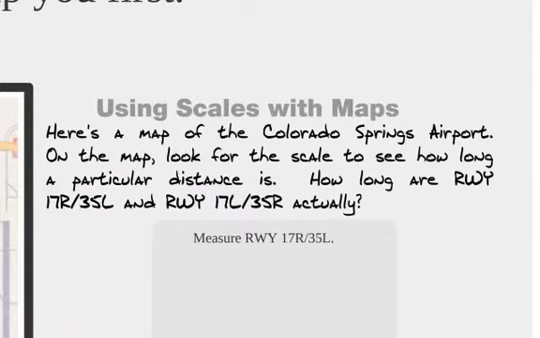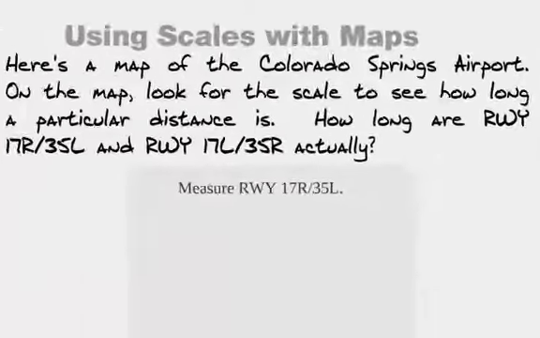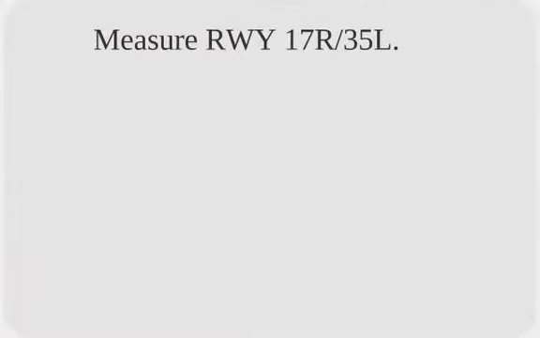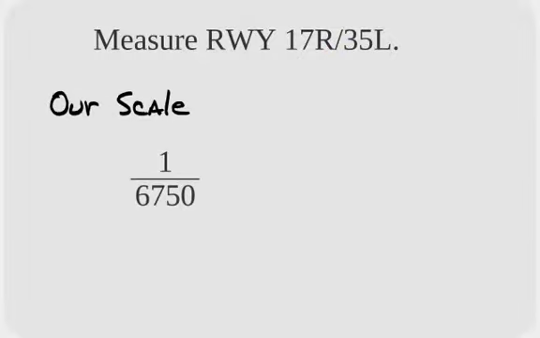I want you now to measure runways 17R and 35L and 17L and 35R. That's 2 different runways, okay? This runway is the one on the right. 17R is on the right, okay? And you're going to measure that. So our scale, remember, one of those lengths is 6750 feet.